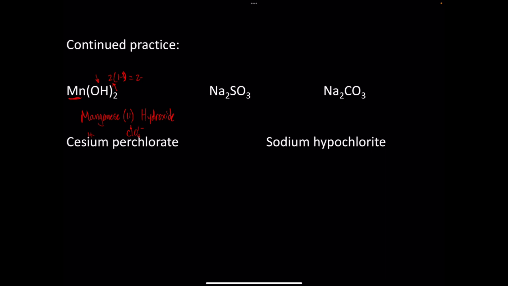So when we put all this together, we can say they're going to combine in a 1-to-1 ratio. So cesium perchlorate, ClO4. Okay, and since it's 1-to-1, we don't need parentheses around the polyatomic ion. We can just leave it as it is.